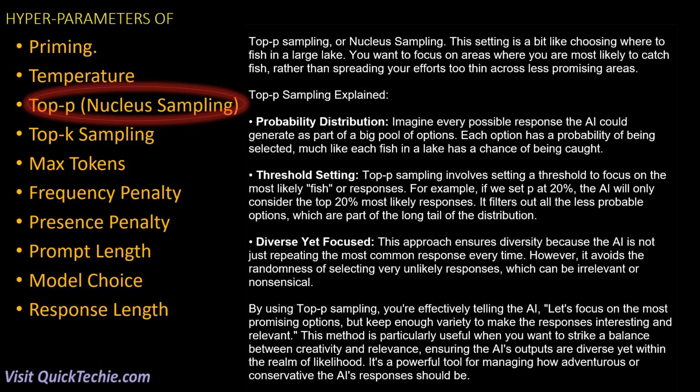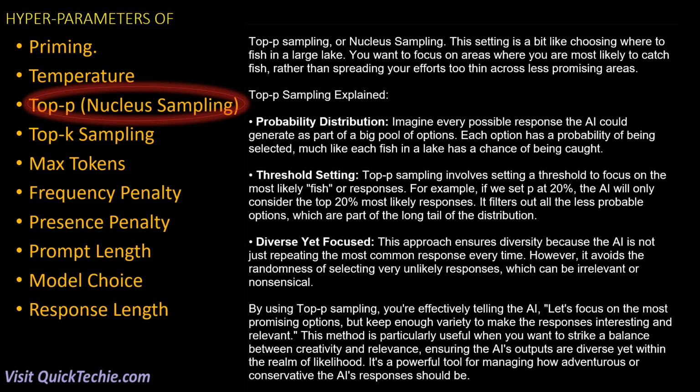For example, if we set P at 20%, the AI will only consider the top 20% most likely responses. It filters out all the less probable options, which are part of the long tail of the distribution. Diverse yet focused. This approach ensures diversity because the AI is not just repeating the most common response every time. However, it avoids the randomness of selecting very unlikely responses, which can be irrelevant or nonsensical.